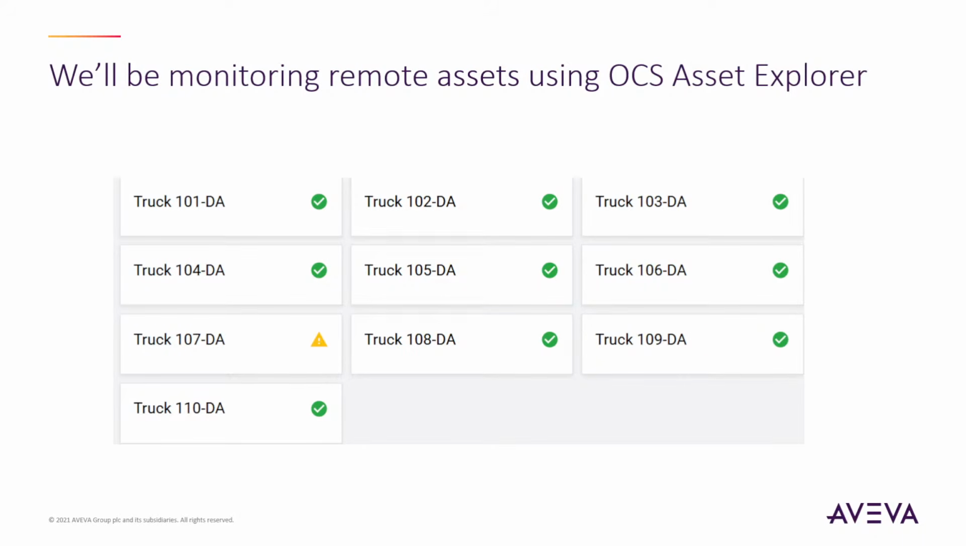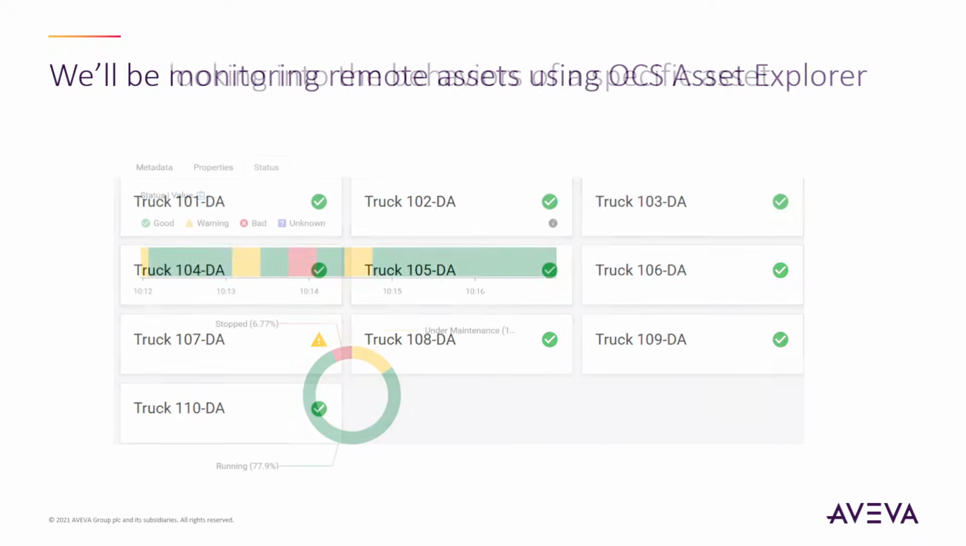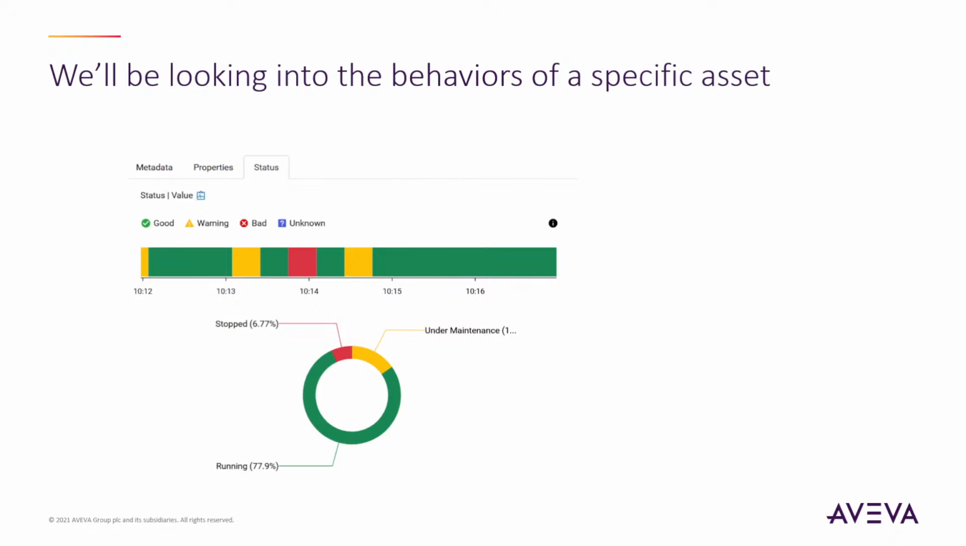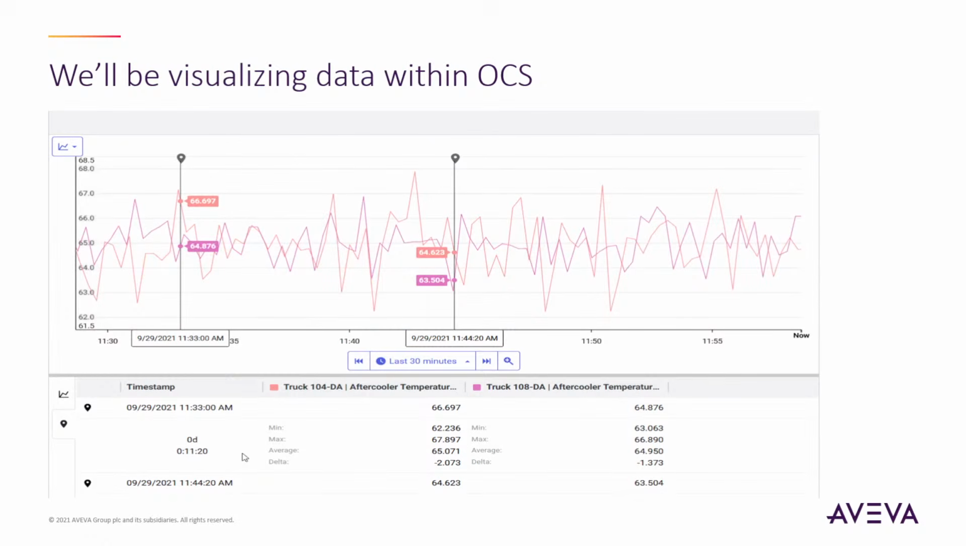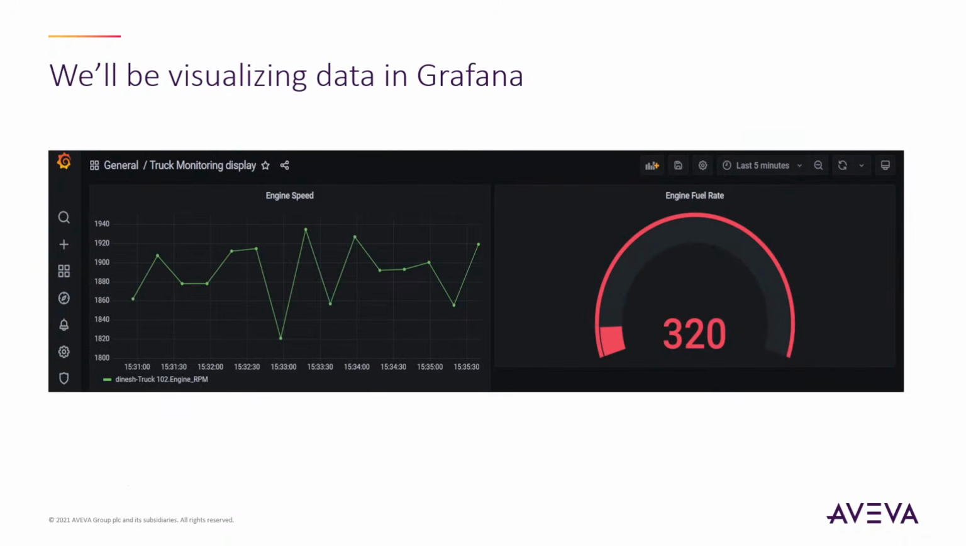Through the course of this particular session, we will see how you can get all those assets monitored in real time. We'll also be able to look into the behaviors of a specific asset. And finally, visualize those streams of data using OCS trending functionality, as well as in Grafana.